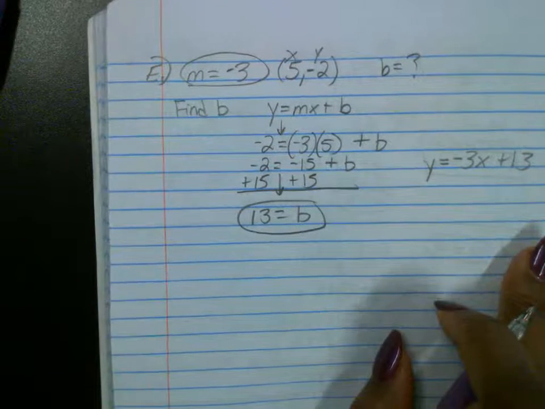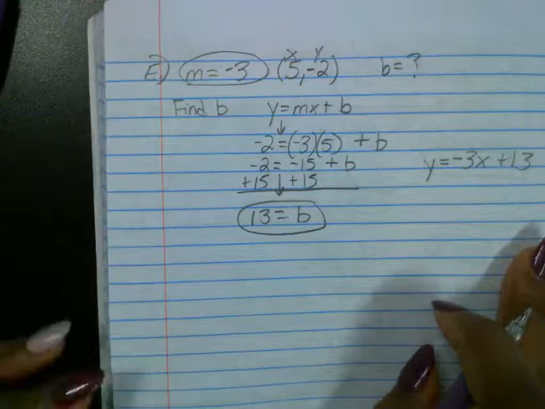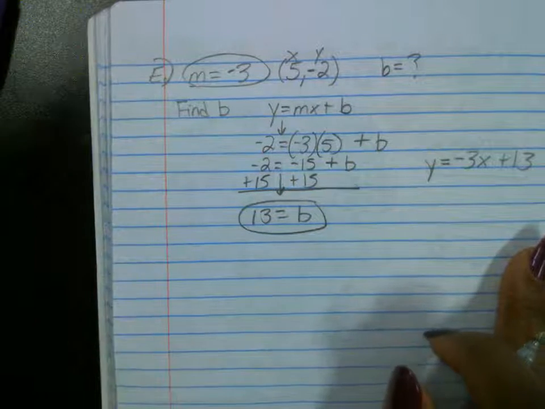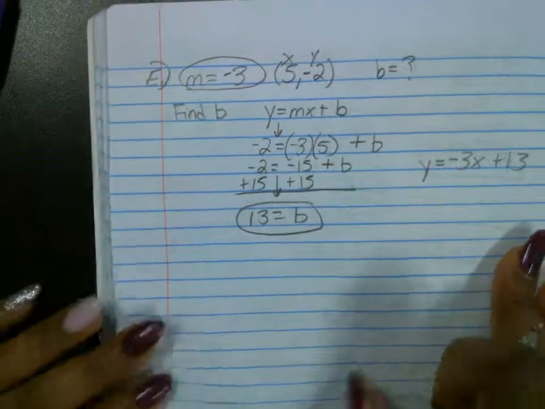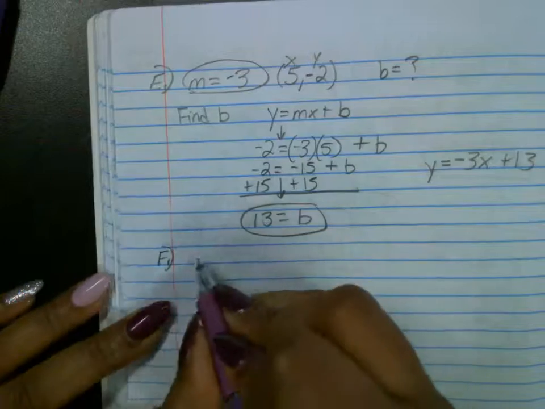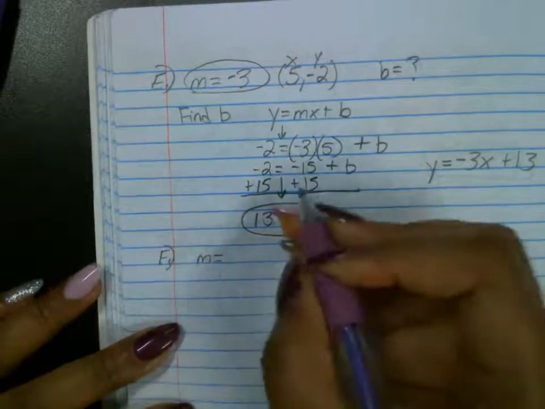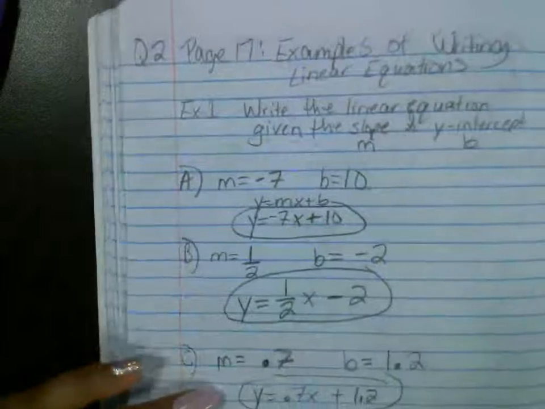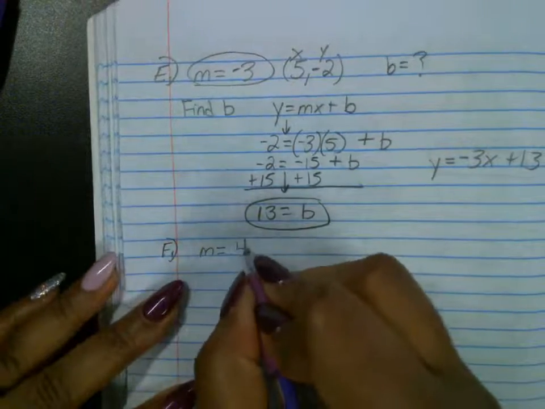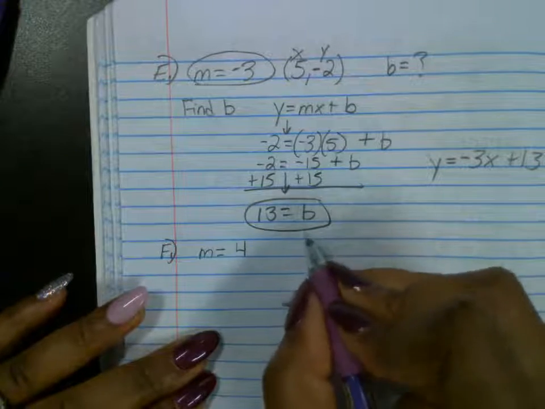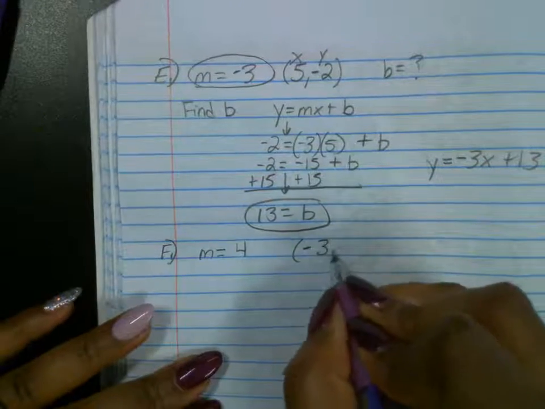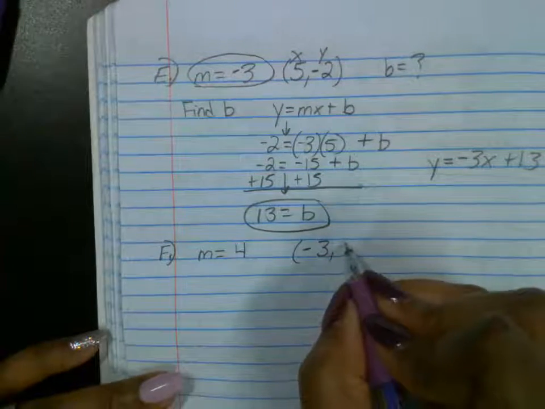I'm going to give you this one to do completely on your own. I want to walk around to see what you get as your answer. Please use the previous problems if you get stuck. All right, this time let's make M 4. And let's let it go through the point -3 and a positive 1.